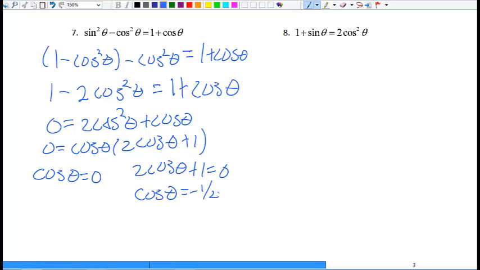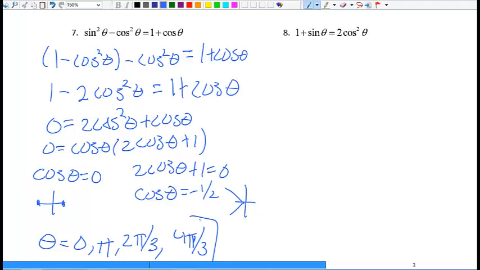Okay. So where do I see cosine of 0? Well, cosine is 0 at pi halves and 3 pi halves. And then where do I see cosine being negative a half? Well, cosine's negative in the second and in the third. And so the unit circle angles that correlate to that would be 2 pi thirds and 4 pi thirds. So that's that one. Okay.